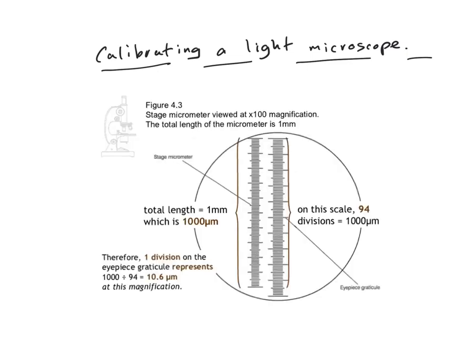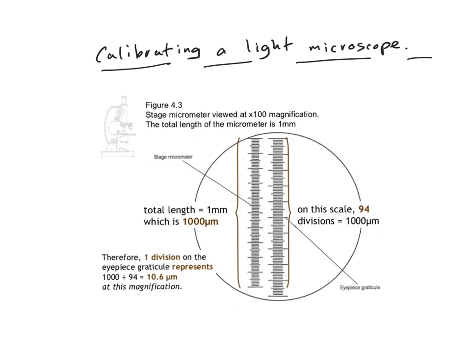So what you do with this is first you put the stage micrometer in place and the eyepiece graticule in place in the eyepiece. Get the scale on the micrometer in clear focus and get them both to line up. So in this example here, they're both lined up. The stage micrometer is 1 millimeter in length, which is 1,000 micrometers. And the eyepiece graticule, as I said before, is in arbitrary units.